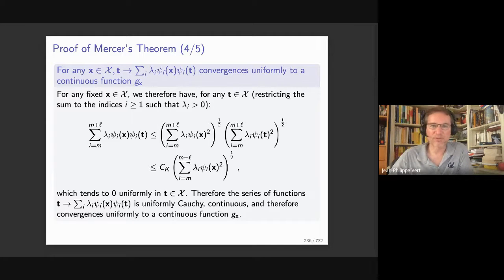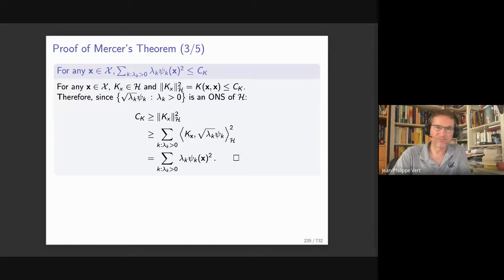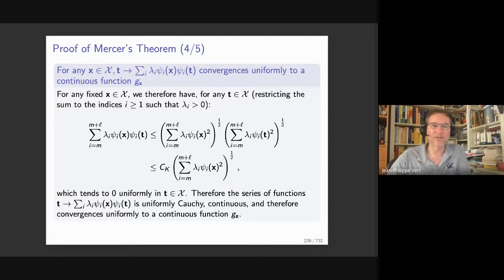So we have x in the first square root and t in the second square root. Now we use what we had in the previous slide just for x. To notice that the sum for i equal m to m plus l of lambda_i psi_i(x)^2 is smaller than the sum for any i of this same thing, which was, if I come back to the previous slide, smaller than c_k. Notice that the elements where lambda_i is equal to zero don't contribute to the sum. Okay, so this gives us the upper bound.